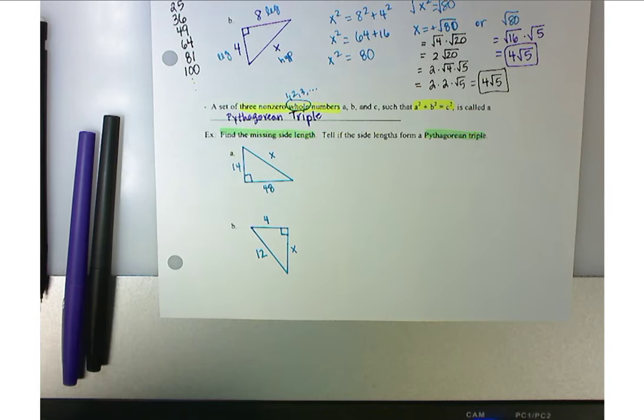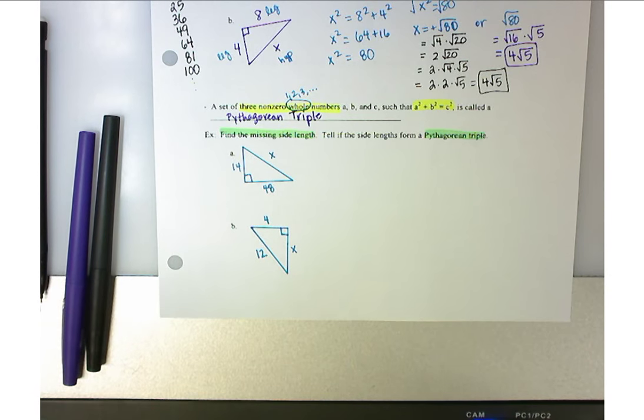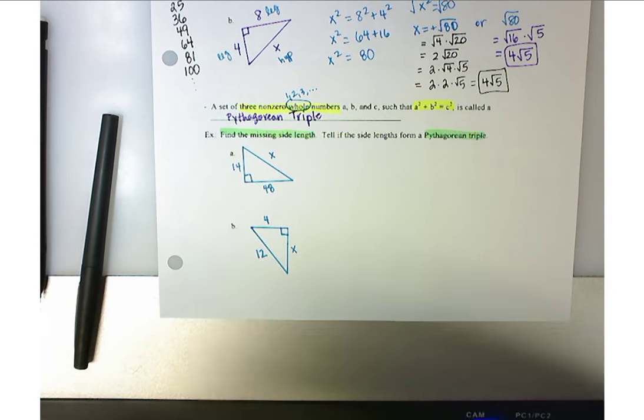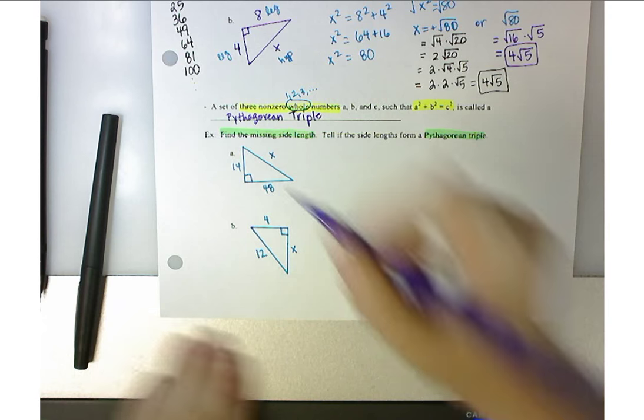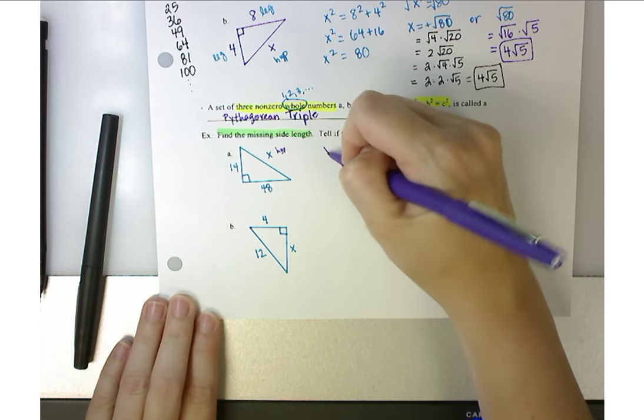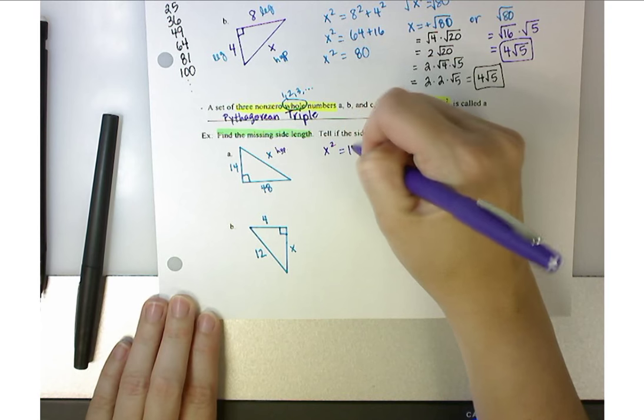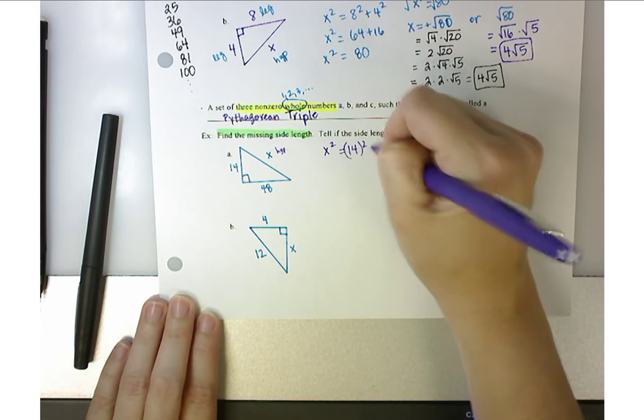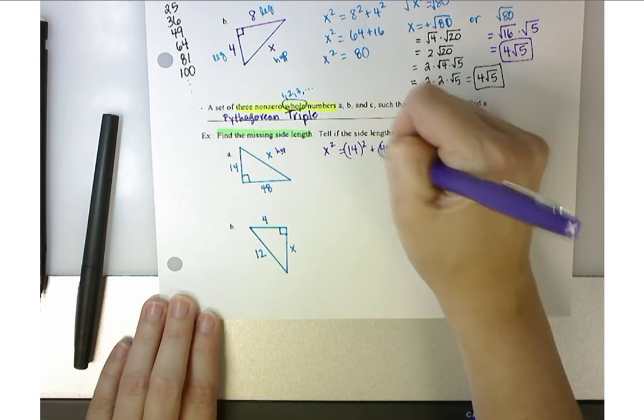Okay, so Brianna, what's our hypotenuse for this one? Yep. So can you tell me what your equation was that you set up? 14 squared plus 48 squared equals x. Awesome. Okay, so I'm going to write x squared equals 14 squared plus 48 squared.